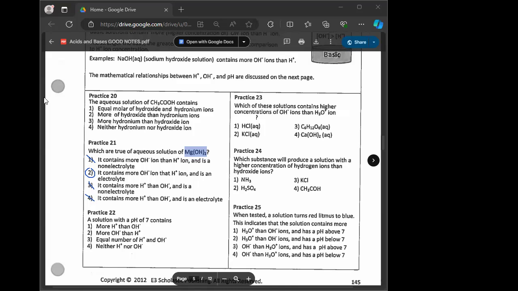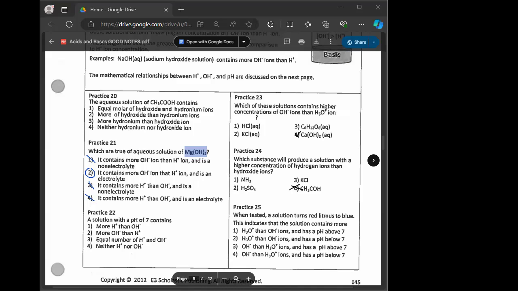For number 23, it'll be 4. Yes, mm-hmm. And for number 24, it would be 4. No.